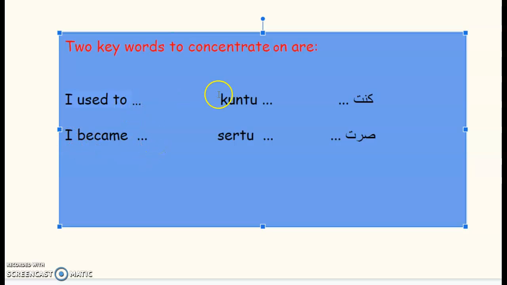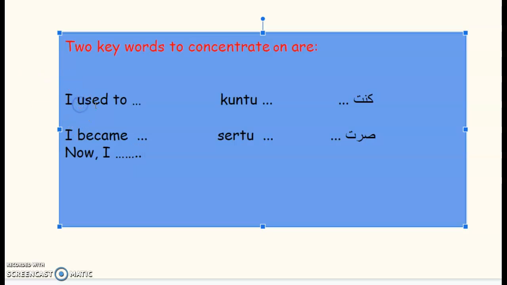Okay? Like I used to in Arabic is kuntu, I used to. Surtu means I became, like now. Now I do this. Like I used to, let's say, go to school every day. Now I stay at home and I do virtual learning.